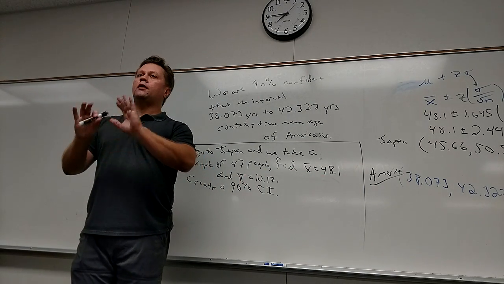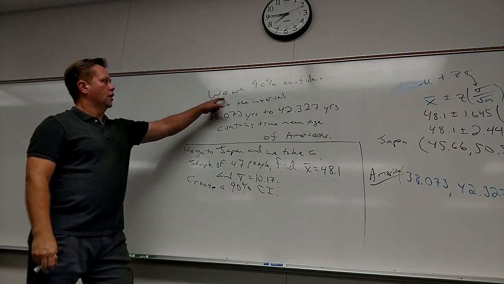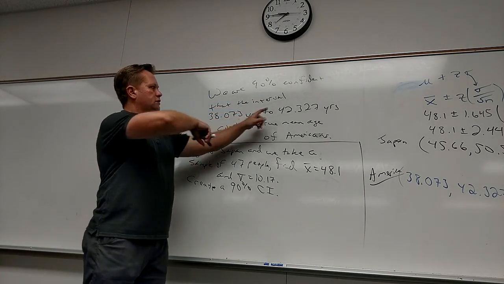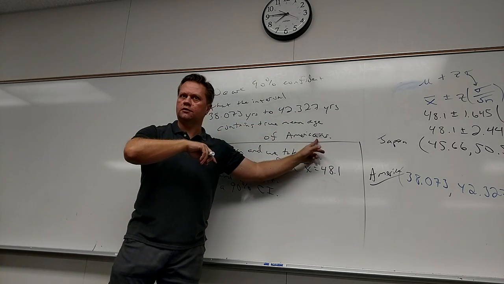So again, we could write a statement. Same thing. We are 90% confident that the interval 45.66 years to 50.54 years contains the true mean age of Japanese.